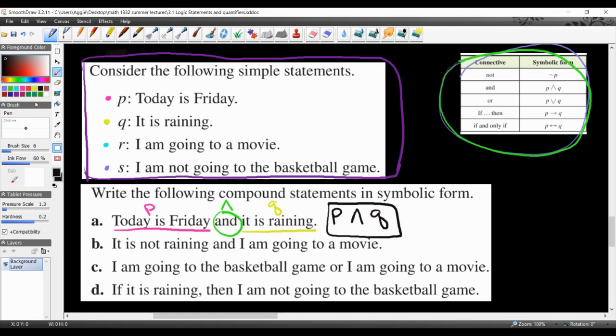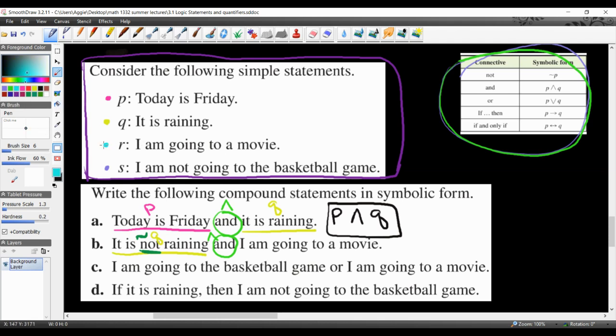Okay. Letter B. It is not raining. So now I'm still talking about raining, so I know that this is going to be yellow. It is not raining, but I have that word not. So I'm going to use green for that one because I think I used it for the one before. So not means we have to have that little symbol in front. So it would be not Q because we're talking about the raining, okay? And so there's my connector, which happens to be and again.